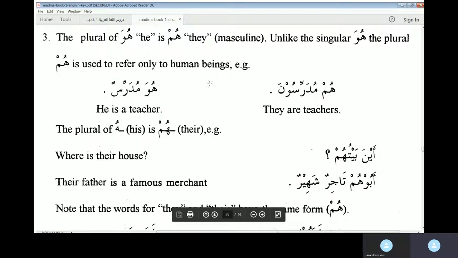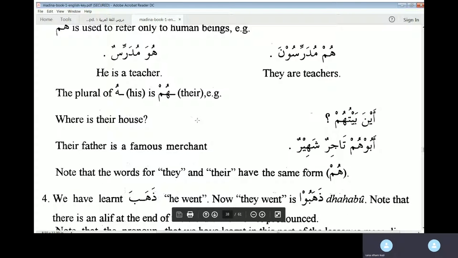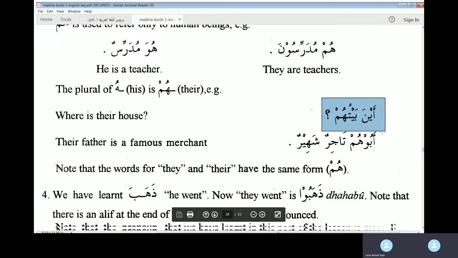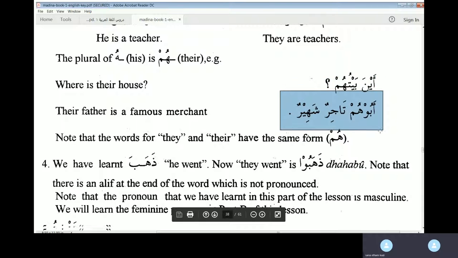The plural of his is hum. Their. Where is their house? Aina baituhum. Their father is a merchant. Abuhum tajirun shahirun.